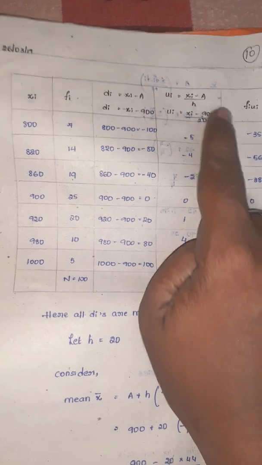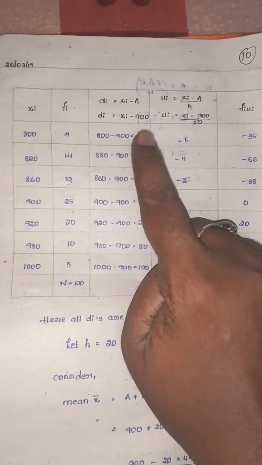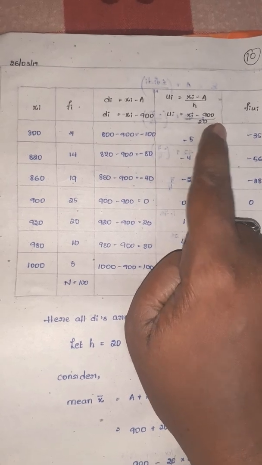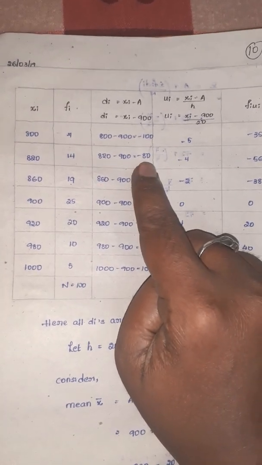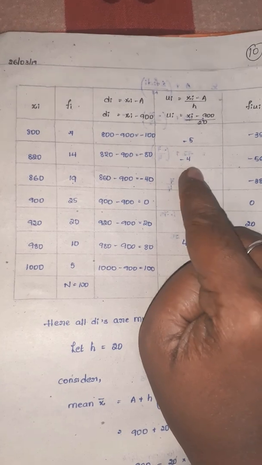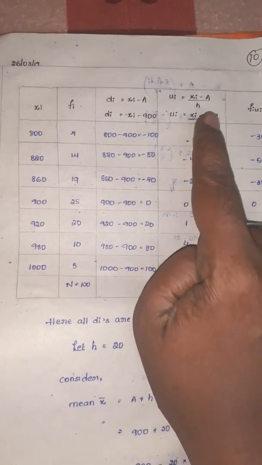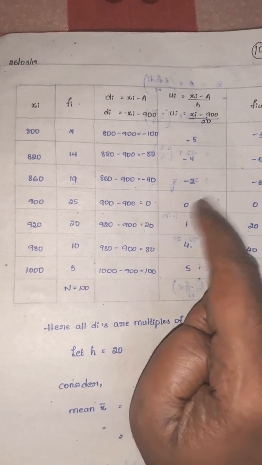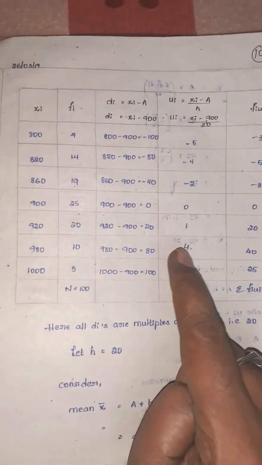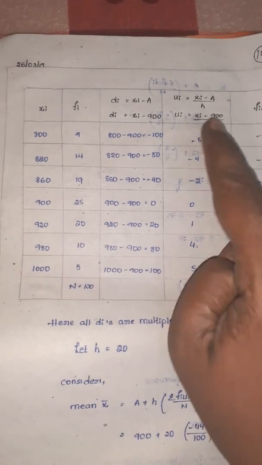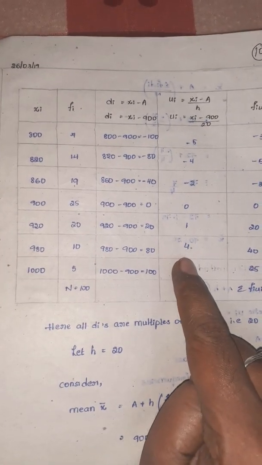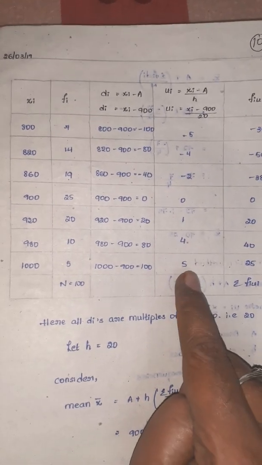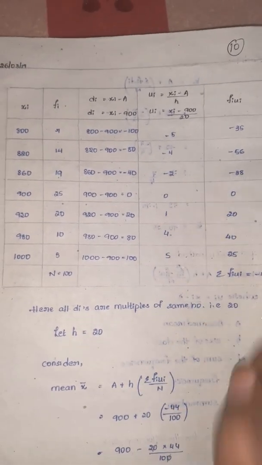Now what should we do? Here the values we got for xi minus 900: first value minus 100, so minus 100 by 20 is minus 5. Next minus 80 by 20 is minus 4. Next minus 40 by 20 is minus 2. Next 0 by 20 is 0. Next 20 by 20 is 1. Next 80 by 20 is 4. Next 100 by 20 is 5. In that way you should calculate ui.